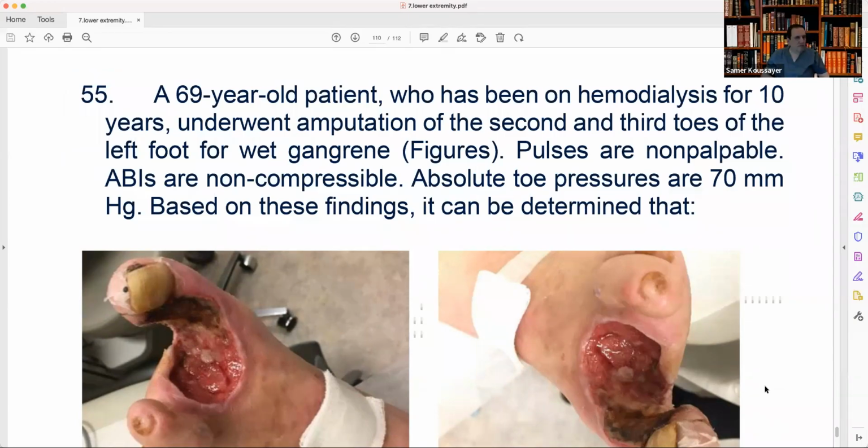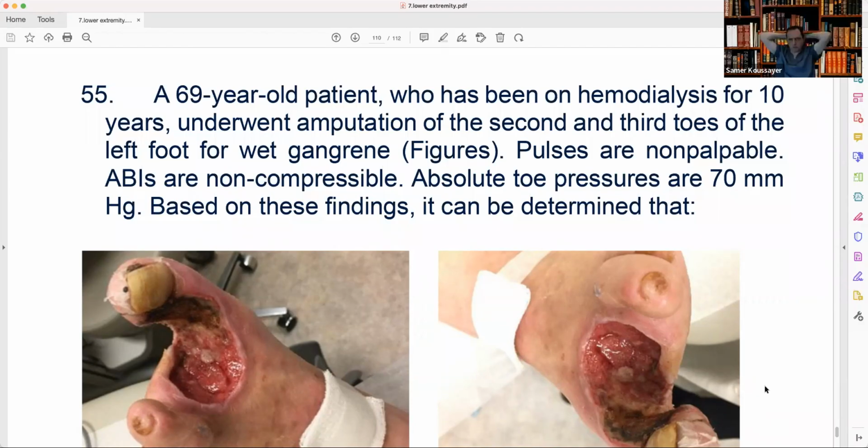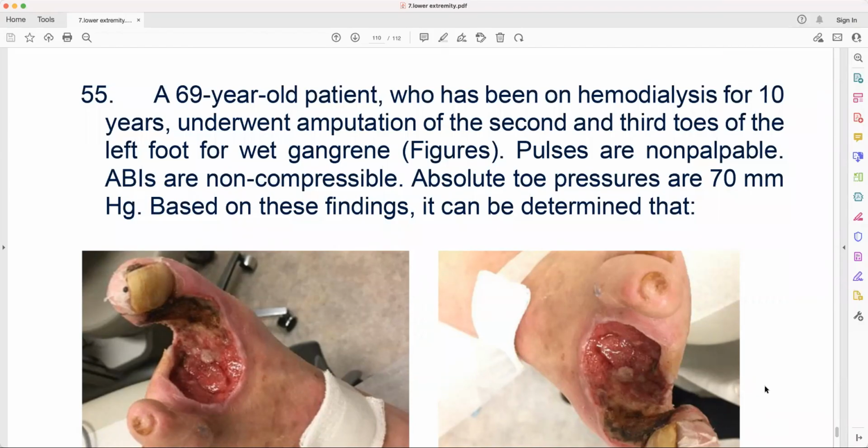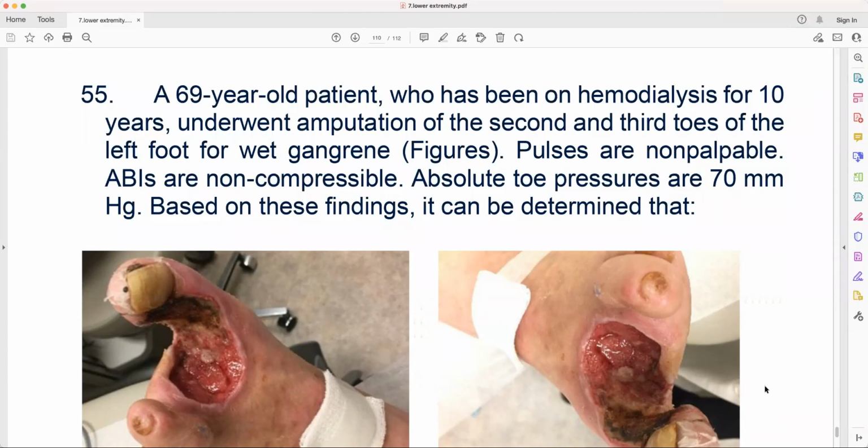A 69-year-old patient who has been on hemodialysis for 10 years underwent amputation of the second and third toes of the left foot for wet gangrene. Pulses are non-palpable. ABIs are non-compressible. Absolute toe pressure is 70 millimeters of mercury. Based on these findings, it can be determined that.